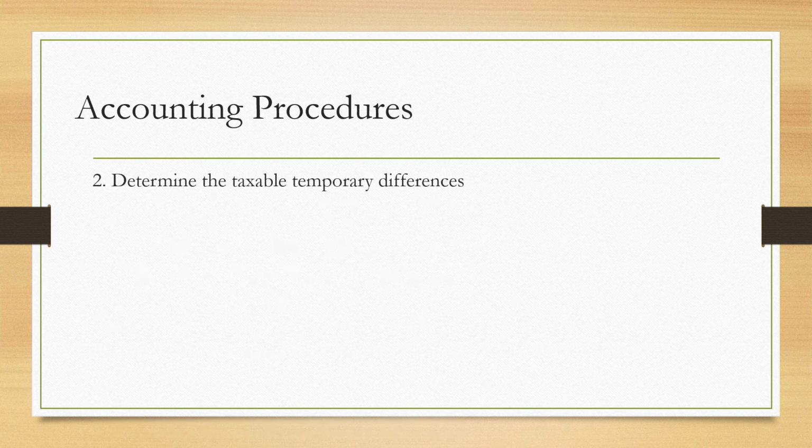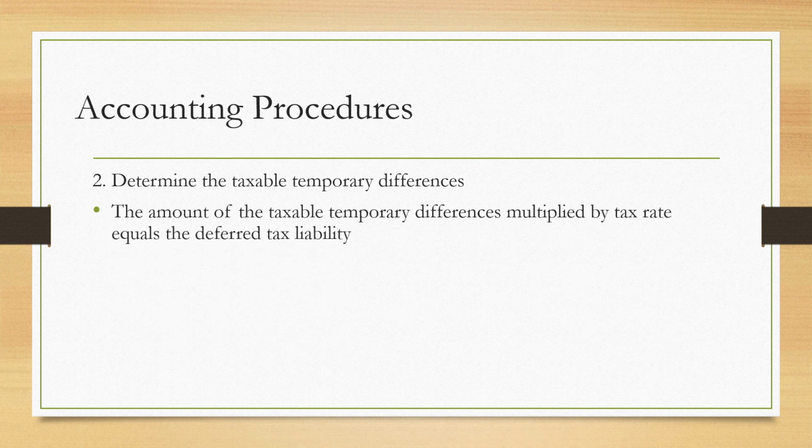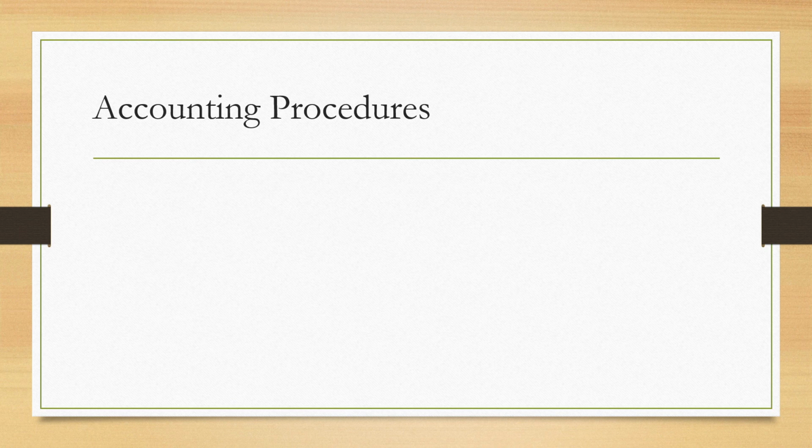Number 2, we have to determine the taxable temporary difference. The amount of taxable temporary differences multiplied by tax rate equals deferred tax liability. Because this is taxable temporary difference, it refers to deferred tax liability. The entry is debit to income tax expense, credit to deferred tax liability.